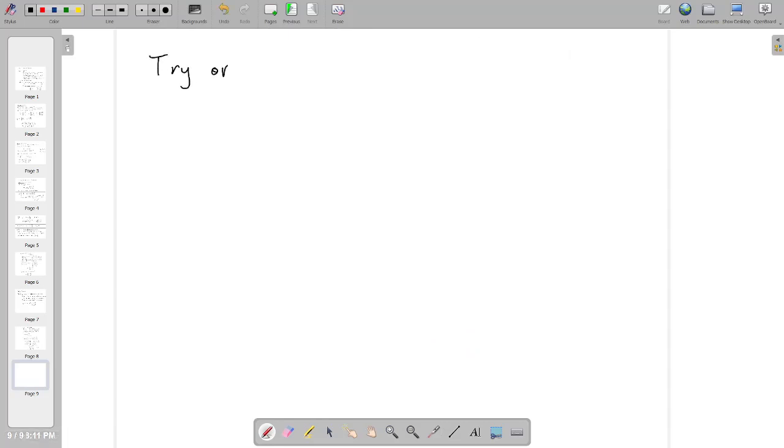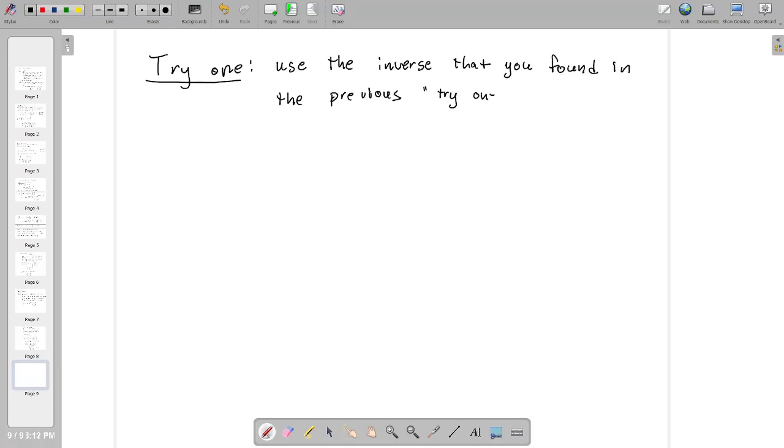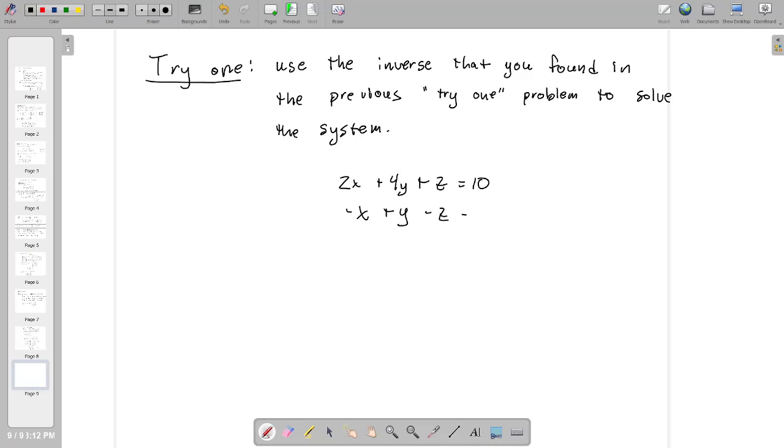Try one on the accompanying worksheet. Use the inverse that you found in the previous try one problem to solve the system. 2x plus 4y plus z is equal to 10. Negative x plus y minus z equal to negative 3. And x plus 4y is equal to 6.